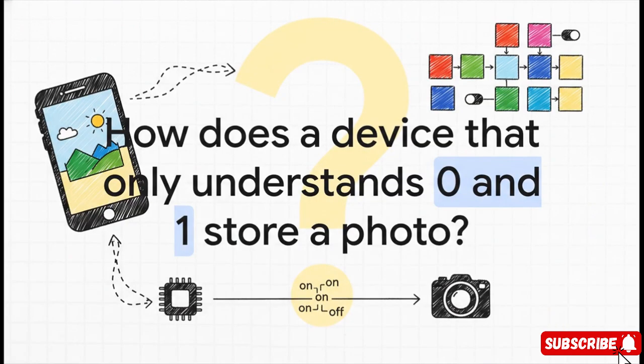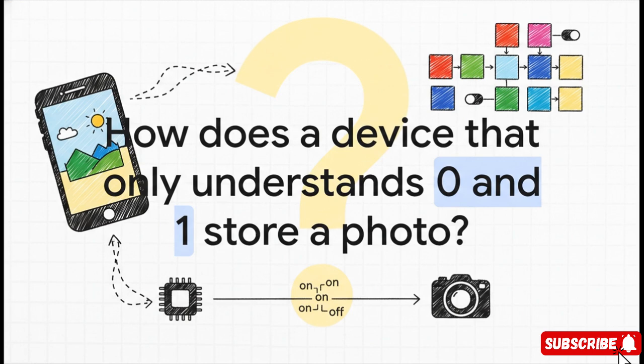So, here's the central mystery. Your phone, at its very heart, is just a super fancy collection of on-off switches. All it really understands is on or off, or in computer speak, ones and zeros. So how on earth does that incredibly simple language create the millions of colors and all the fine details in a photograph? It seems impossible, right?